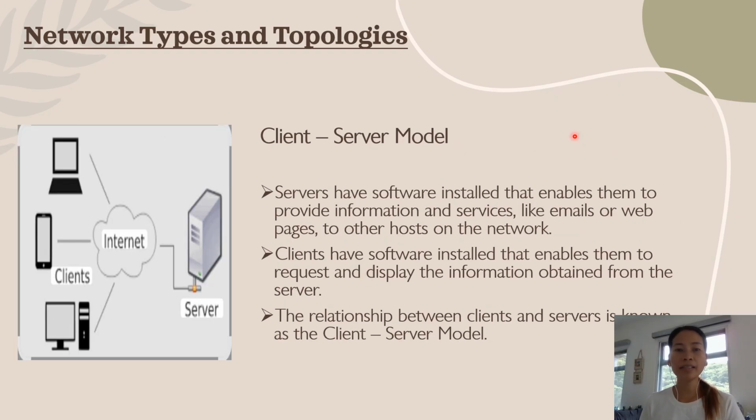And next is the client-server model. Servers have software installed that enables them to provide information and services like emails or web pages to other hosts on the network. A server is a computer that provides services to other computers known as clients, while clients have software installed that enables them to request and display the information obtained from the server. So a client or a host can be either computer hardware or software that accesses a service from a server. The relationship between clients and server is known as the client-server model.